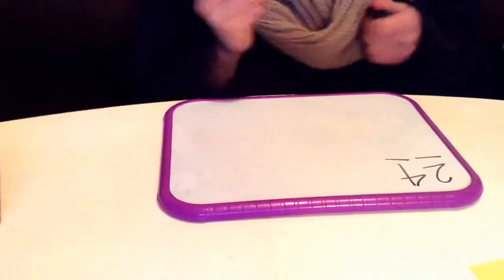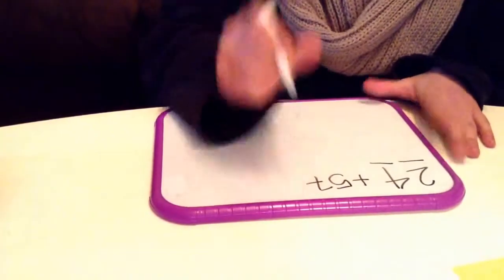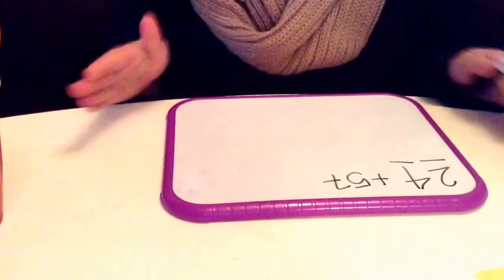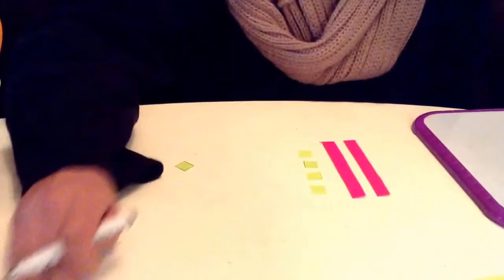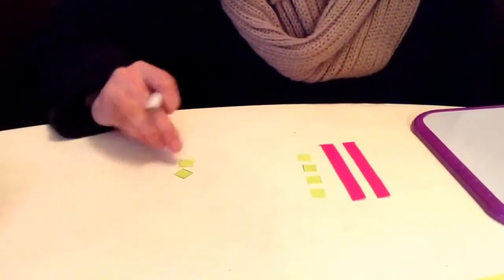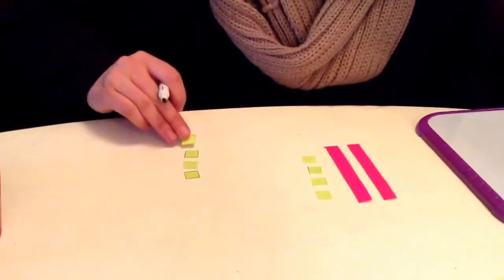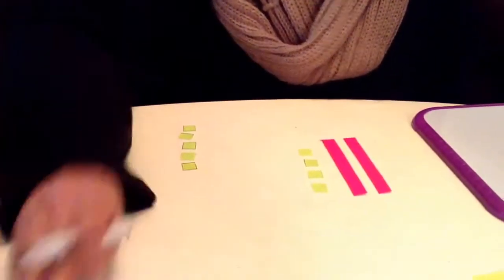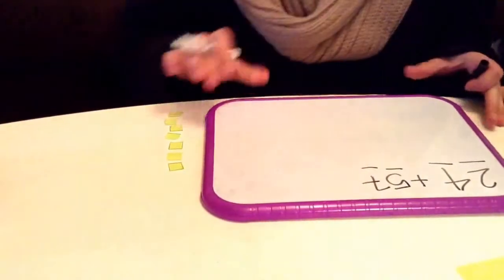Next, Hannah goes to the store and buys 57 more pencils. So we're going to add 57. We're going to do the same thing we just did with 24. We see the 7 in the ones place, so let's collect 7 units. 1, 2, 3, 4, 5, 6, 7. And we also see the 5 is in the tens place.